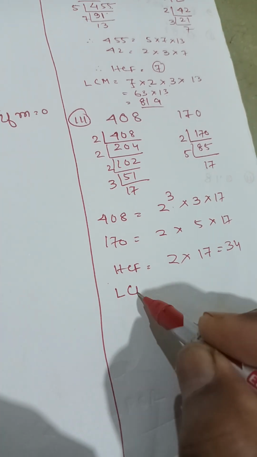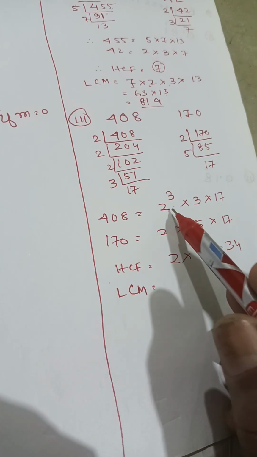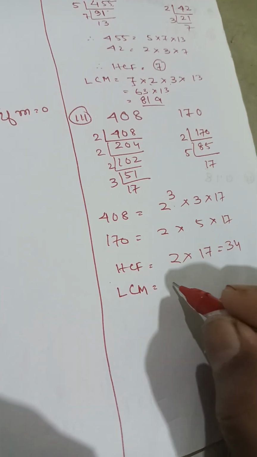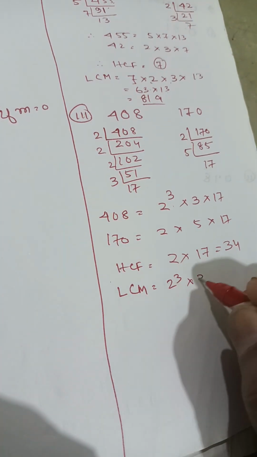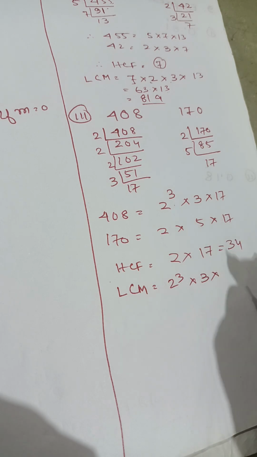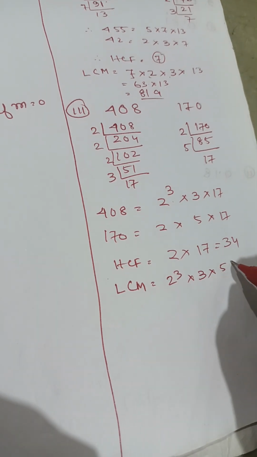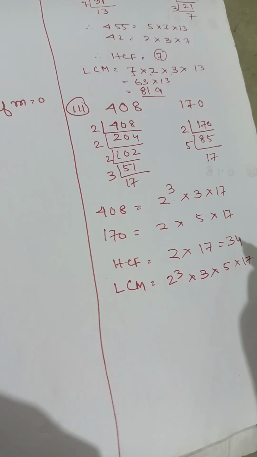Now you write the LCM. Between 2 cube and 2, you have to write down the larger one, 2 cube. Then 3 is uncommon in both, so 3. 5 is uncommon in both, so 5. And 17 is common in both, so 17.